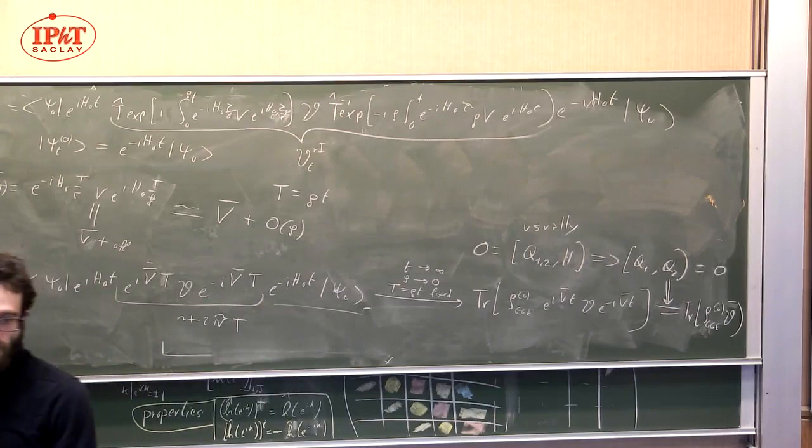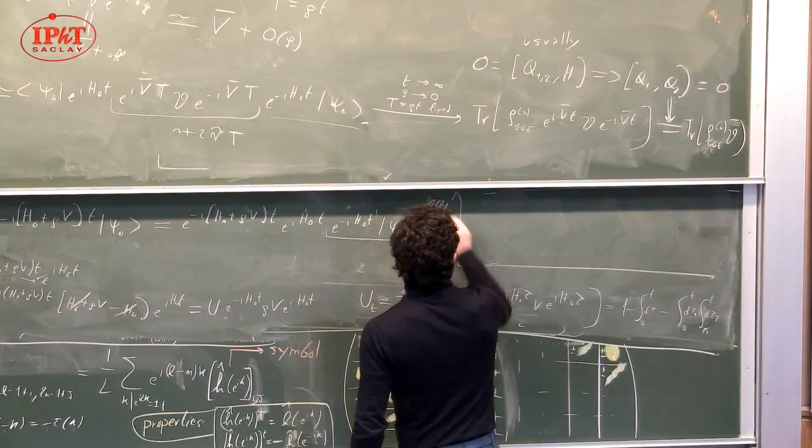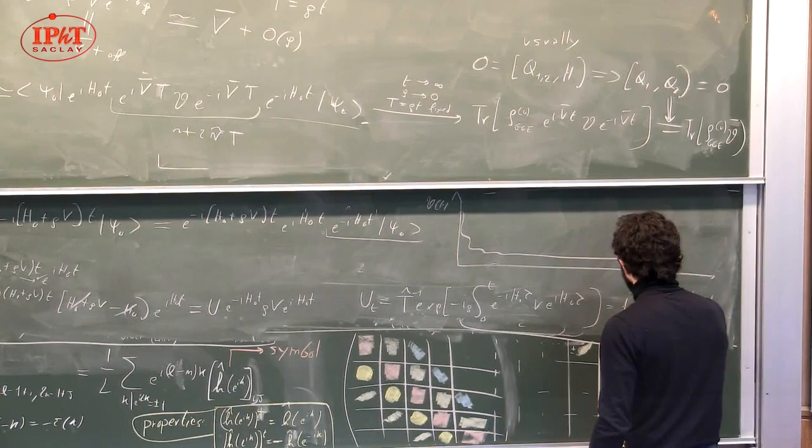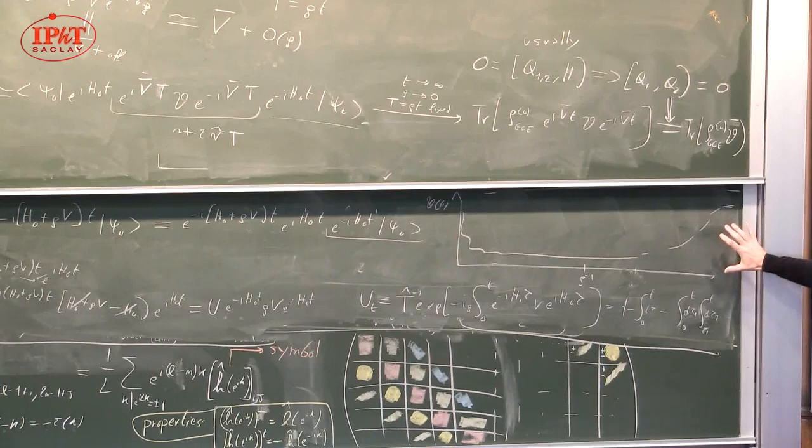So the picture that I erased now, of the time evolution of the observable, should be something like this. And this is still something that scales like g to the minus 1. This is a very long time. And then at some point, it should happen that we go to the other plateau in a very complicated way, depending on your interaction V.